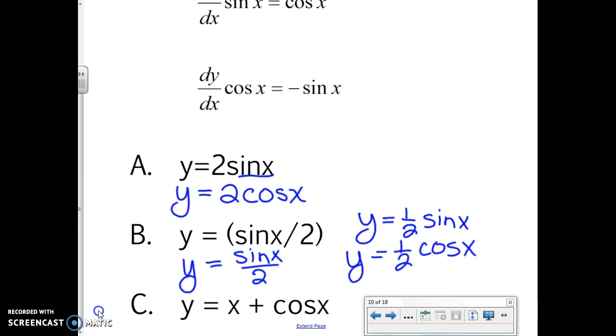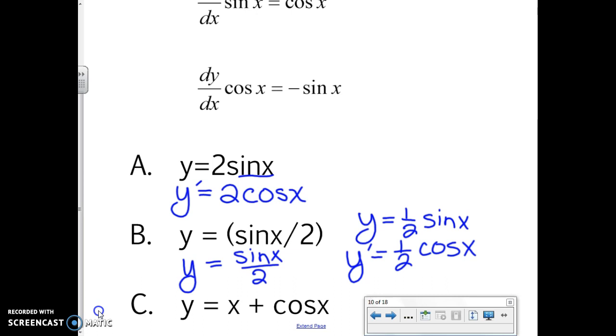So my derivative there, oh, look at my poor notation. I did not put the derivative notation up there on A. You guys all probably caught that, and I did not. The derivative of this one would be y prime equals 1/2 cosine of x.